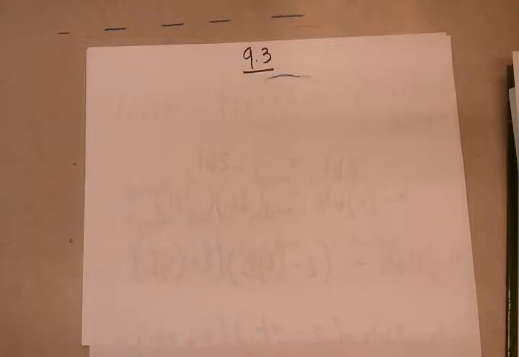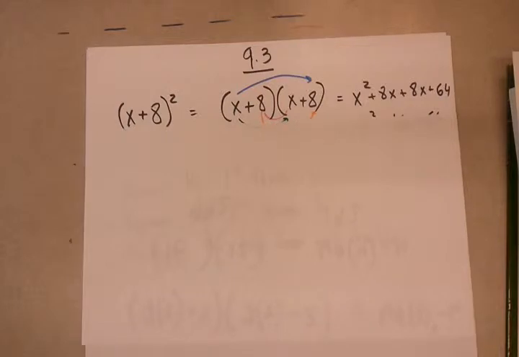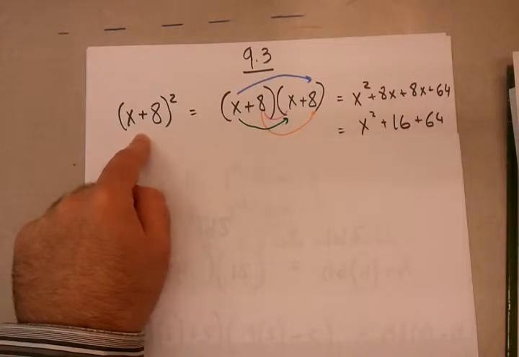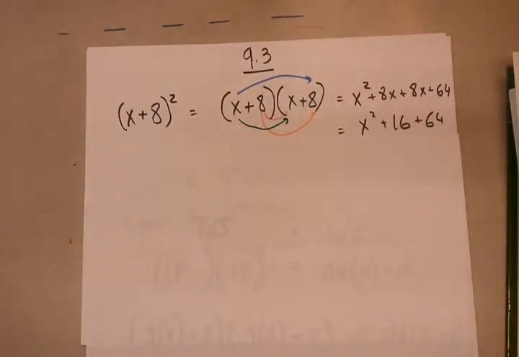So for example, if I gave you a problem like this one, x plus 8 taken to the second power, if I didn't give you the shortcut method, this is probably how you would solve the problem. You would write down x plus 8 times x plus 8 because it's x plus 8 taken to the second power, so it's being multiplied by itself.